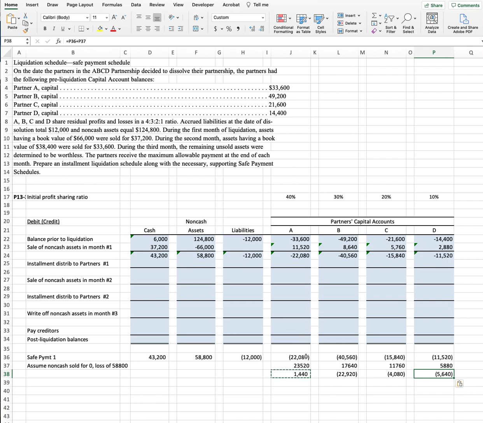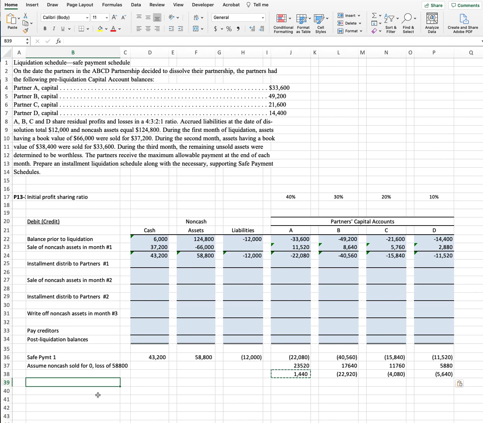So they've gone past their total equity and now have a deficit, whereas the other 3 partners do not have that deficit. So we can't have that. We can't have a deficit. So now we have to, again, we're doing the safe payments. We're assuming the worst case scenario, and the worst case scenario is that partner A is not going to pay their $1,440 into the company, and instead it's going to be allocated to the partners.